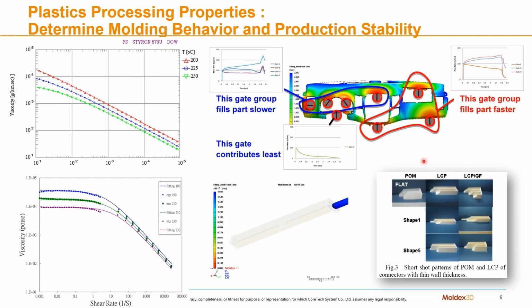And besides the mechanical property, once we select a specific material, the next step is to determine how it can be molded under the specific process conditions. So in this phase, the processing properties are the key issues we need to know. For example, the viscosity data or the rheological data of the plastic material can determine the molding behavior.